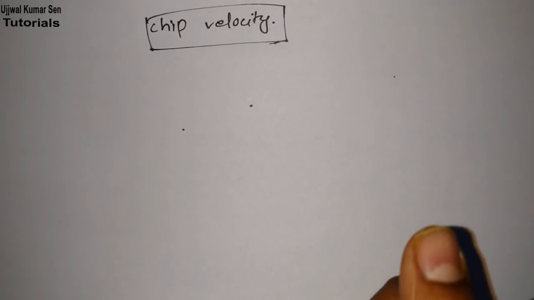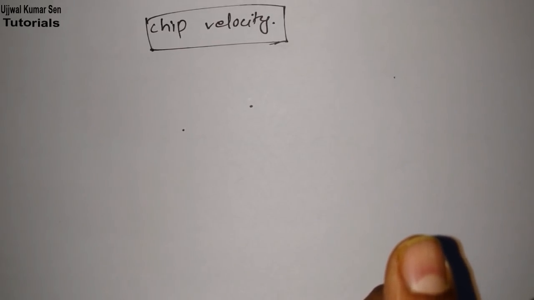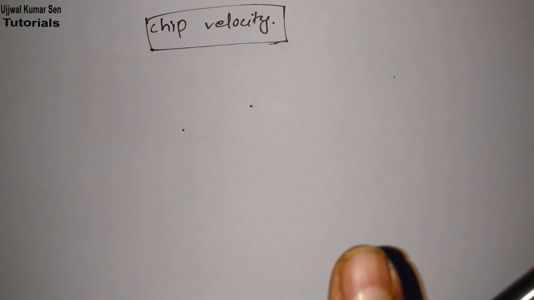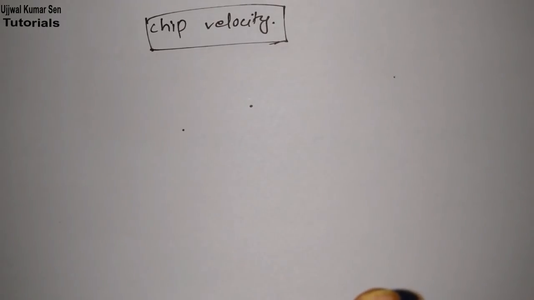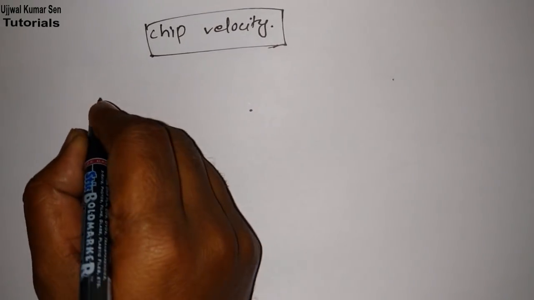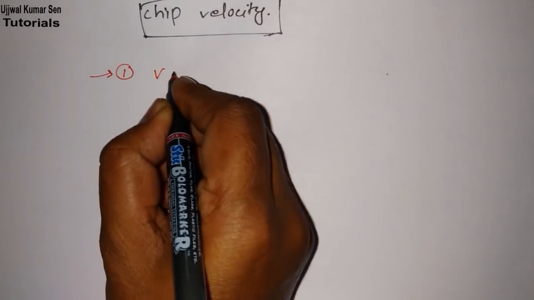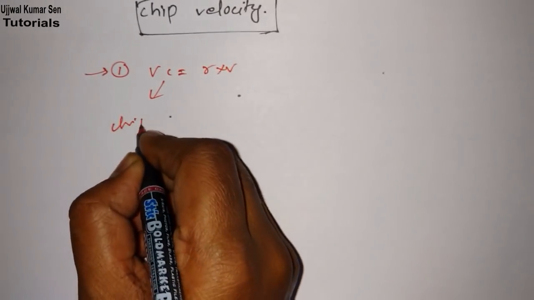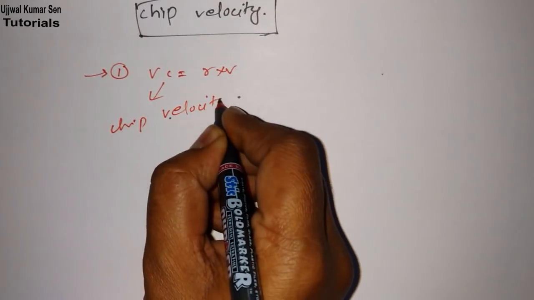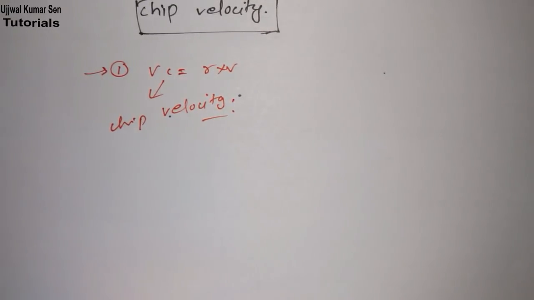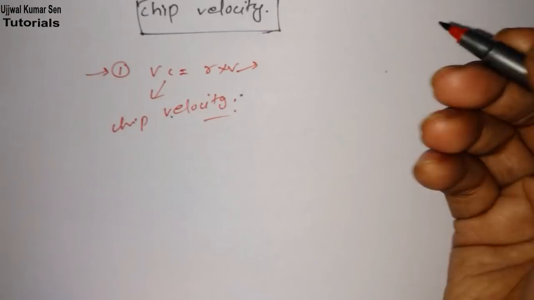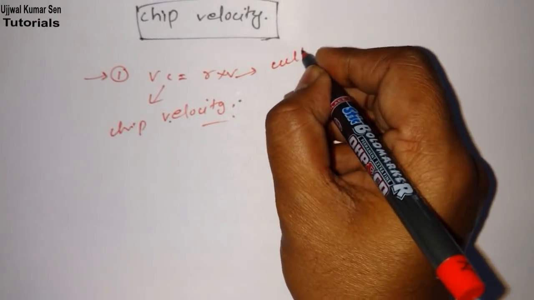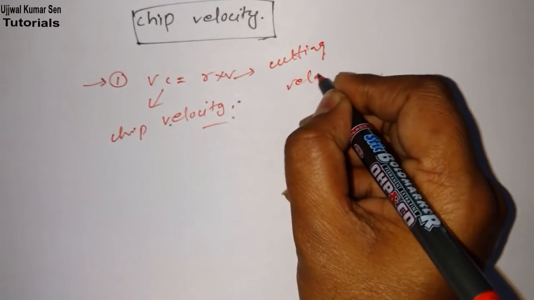Whenever the cutting process is going on, because of that cutting process there will be some velocity of the chip, and that velocity is known as chip velocity. Basically, there is a relation: Vc is equal to r into V, where Vc is known as chip velocity, and this V is known as cutting velocity.